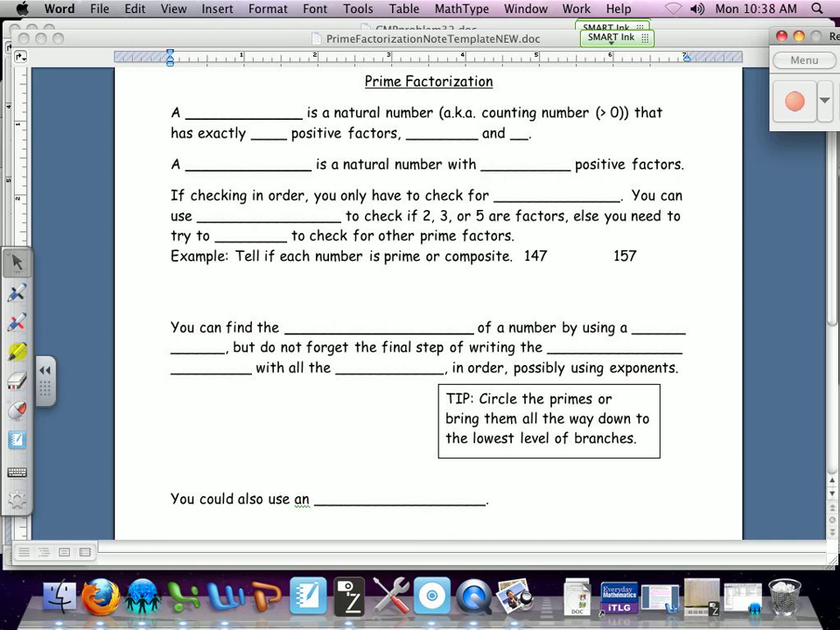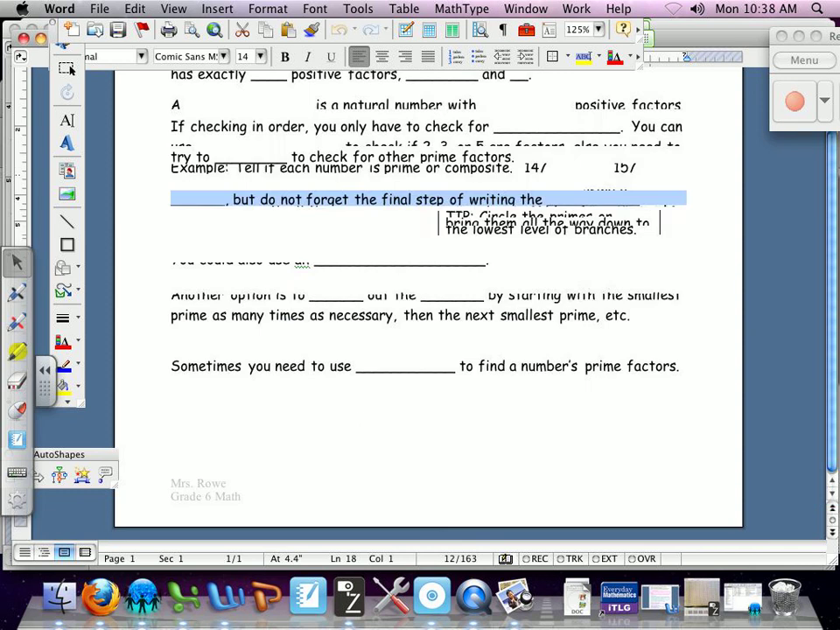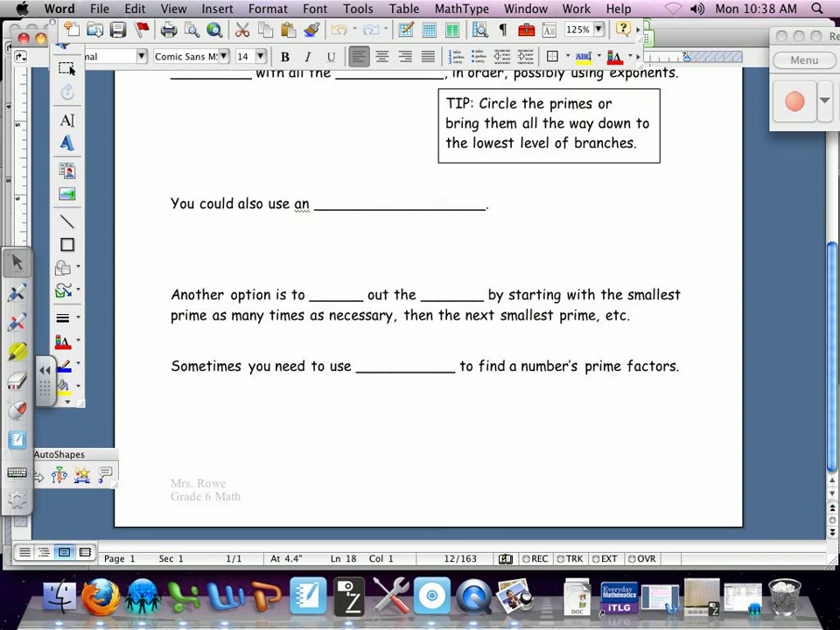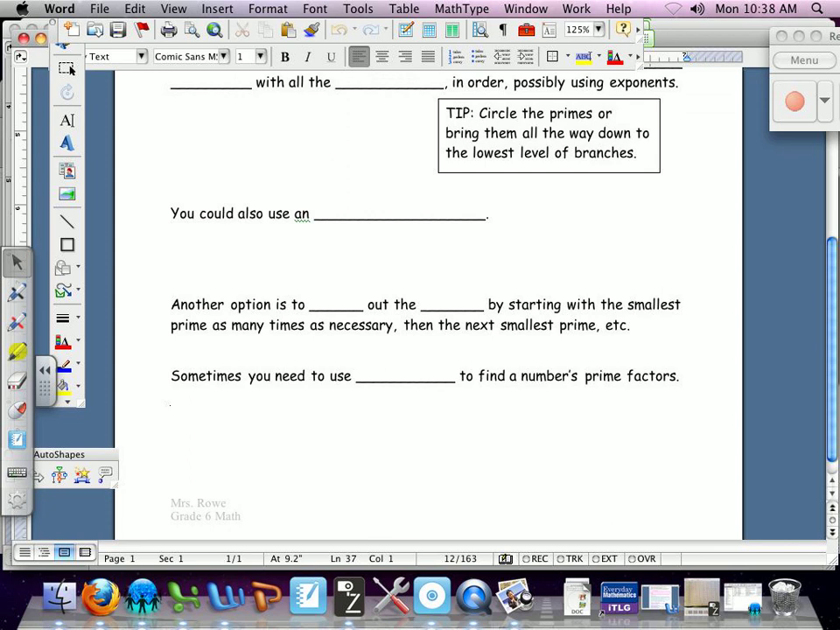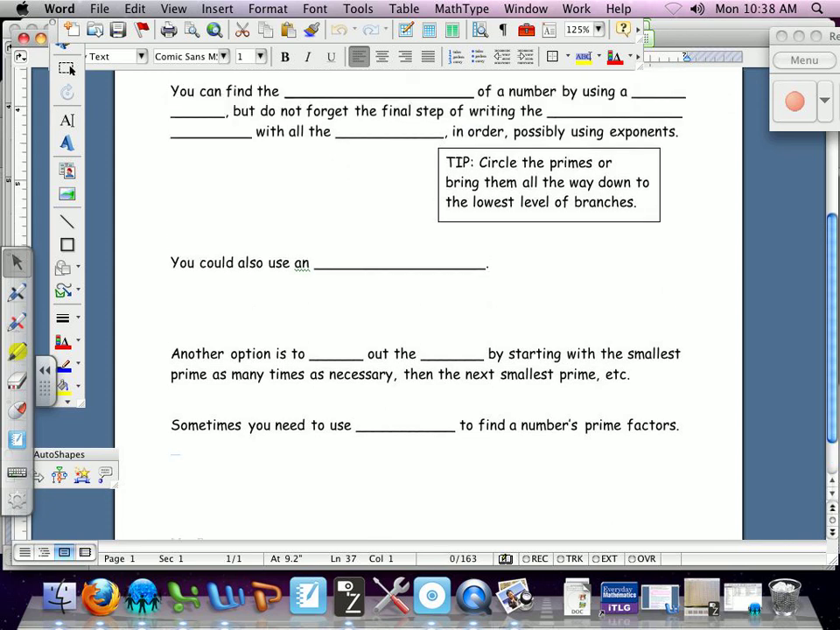What I'm going to show you in the notes is that you don't have to do factor trees, but it is one very common method that will get us the prime factors, and some people just like it. It's fun to just break it up little bits at a time. So let's see. You can find the prime factorization of a number by using a factor tree.